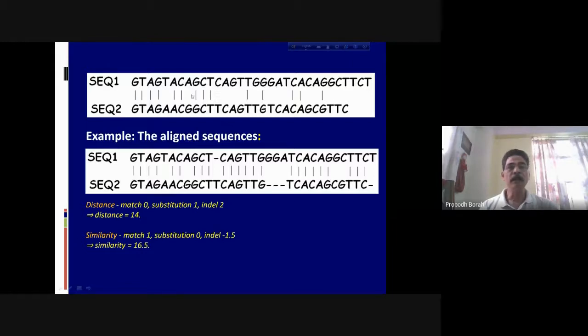1, 2, 3, 4, 5, 6, 7, 8, 9, 10, 11, 14. So out of 30, only 14 nucleotides are matching to each other. So in terms of mathematical similarity between these sequences, we can simply say that there is a similarity level of 14 by 30 multiplied by 100, means less than 50% similarity, almost around, say, 48% similarity between the 2 sequences.